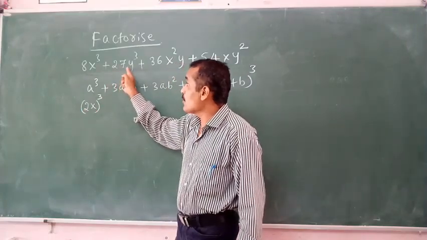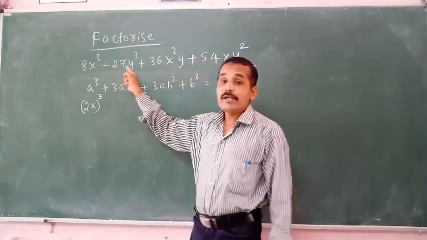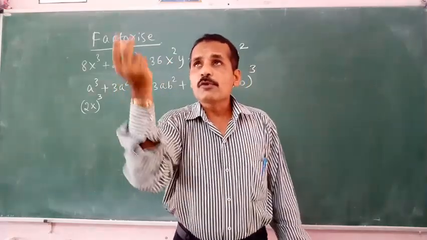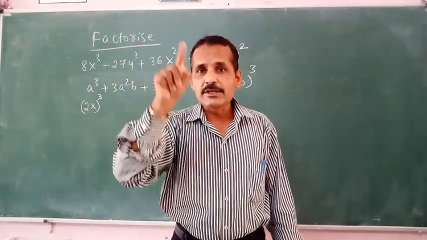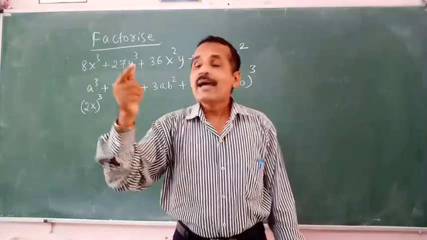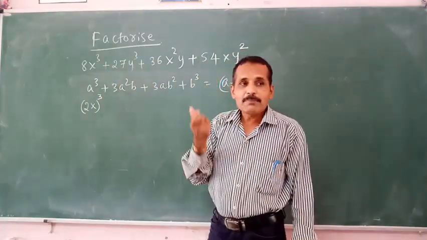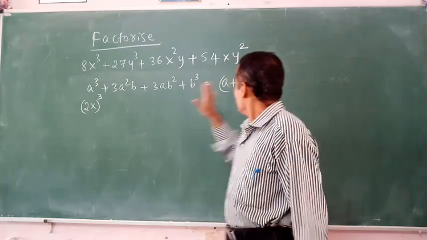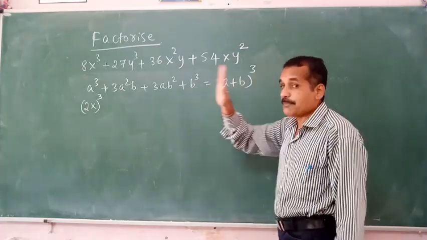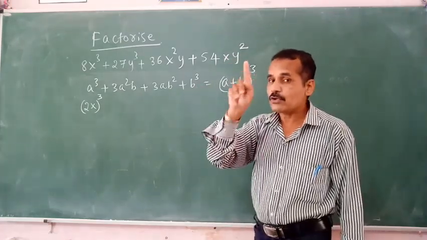Likewise, there is one more b cube term. 27y cube. Cube root of 27 is 3, since 3 into 3 into 3 is equal to 27, as well as y cube root is y. That means my b is what? 3y. Keep in mind that the value of b is equal to 3y.